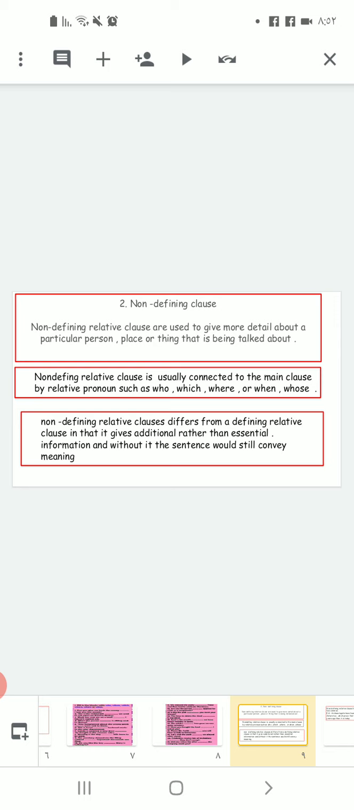Non-defining relative clauses are used to give more details about a particular person, place, or thing that is being talked about. As you know, we have talked about defining relative clauses, used to identify a particular person or place. But non-defining relative clauses are used to give us more detail about a particular person, place, or thing. As you know, when we mentioned the tools of defining relative clauses, we said who, which, where, whose, when, and that.